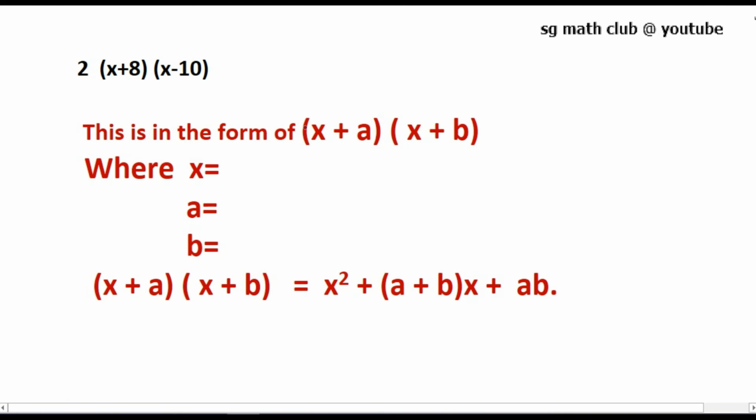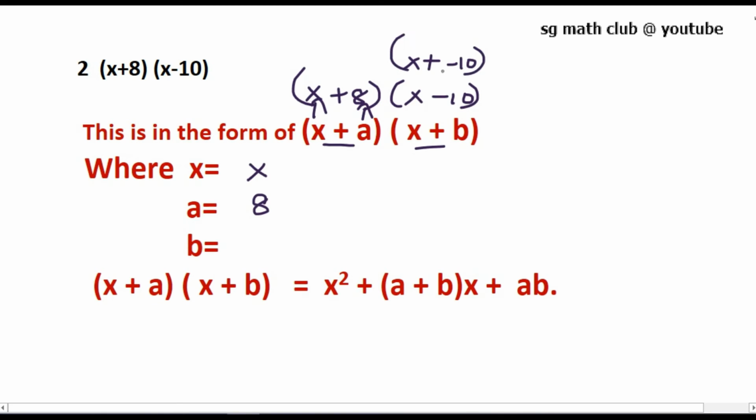So this is in the form of x plus A into x plus B. You need to identify which identity we are going to use. Now where x is x only, A is 8. Now what about B? See, x plus 8 into x minus 10. So x is x only, A is 8. What about B? This I can write like this, x plus into minus 10. So B is minus 10. So you should be careful when minus sign comes also, you are using the same identity, but B you have to write as minus 10.